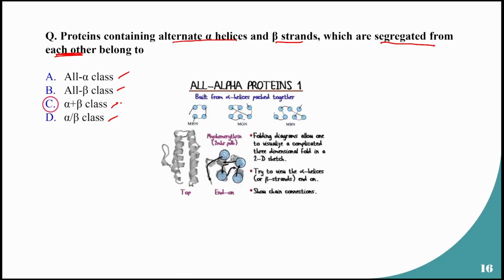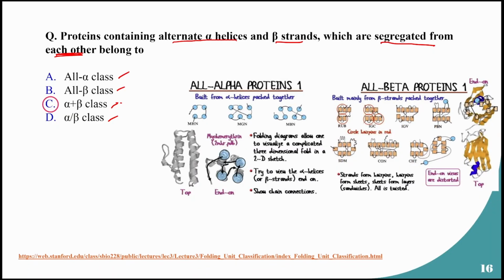And then after that you will see a certain number of alpha helices, so on and so forth, right? So in this case, the all alpha proteins and all beta proteins are mainly dominant in alpha helical and beta strand rich structures, right? But remember that the term segregated was for the alpha plus beta class.